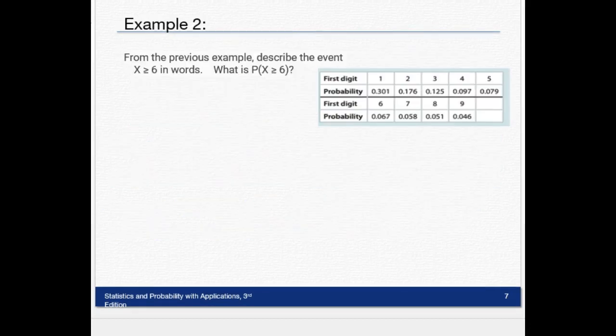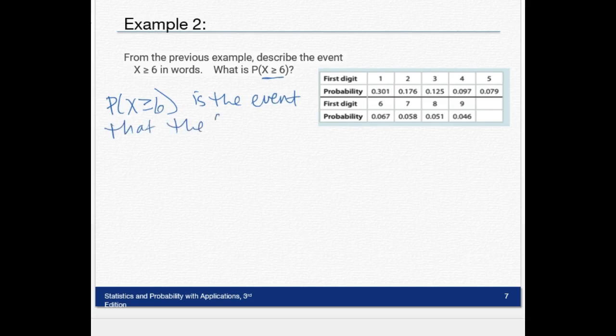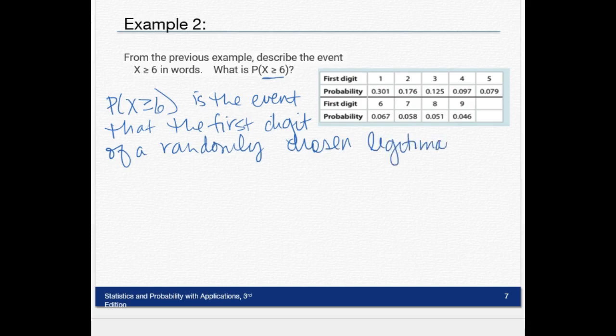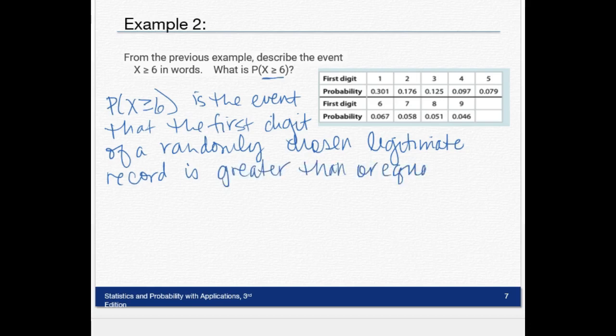Next. From this example, describe the event X is greater than or equal to 6, and find the probability that X is greater than or equal to 6. Okay, so first let's describe what that is talking about. It says the probability that X is greater than or equal to 6 is the event that the first digit of a randomly chosen legitimate record is greater than or equal to 6. All right, that's what this is asking me.